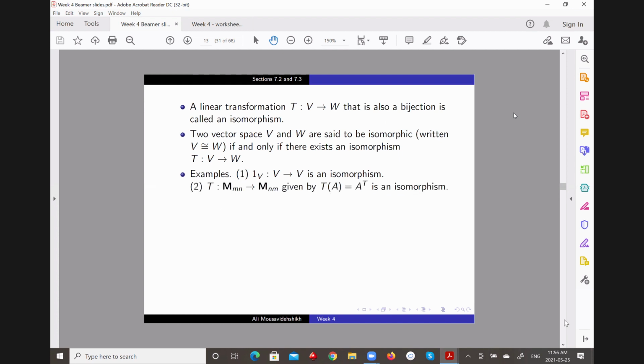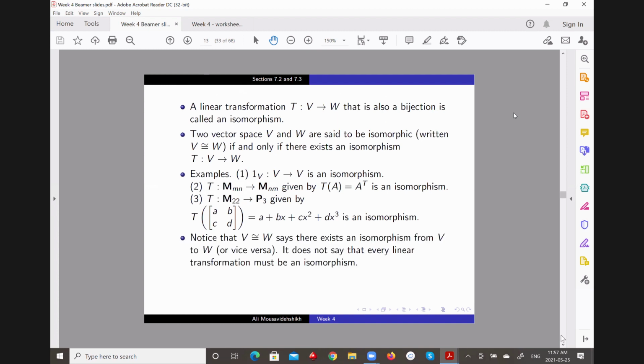The identity we just did. In fact, the transpose map is an isomorphism from M by N matrices to N by M matrices. The map that sends the 2 by 2 matrix A, B, C, D to A plus BX plus CX squared plus DX cubed is also an isomorphism.